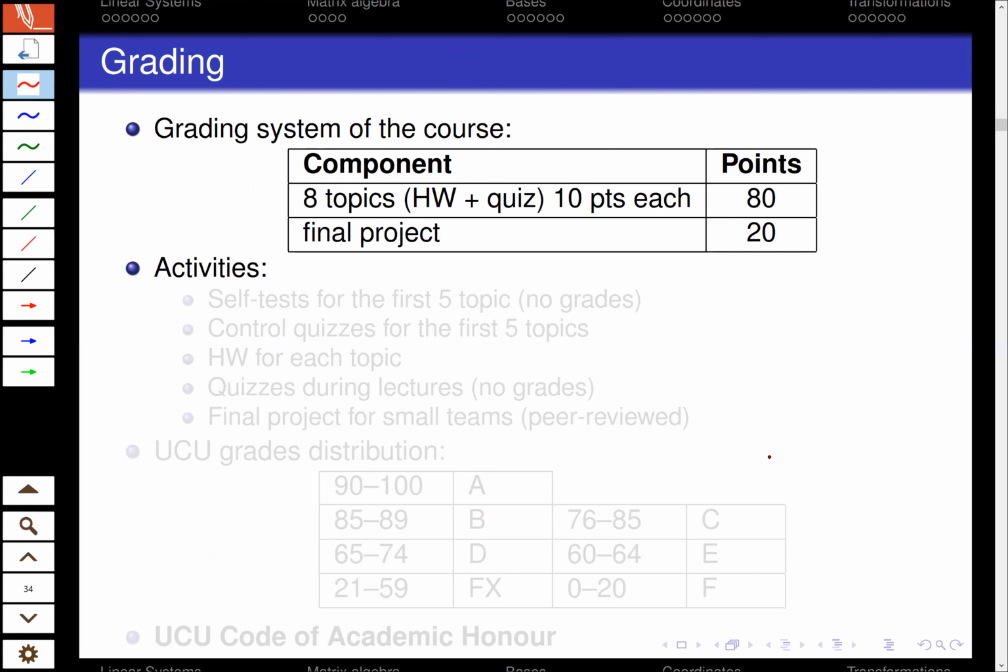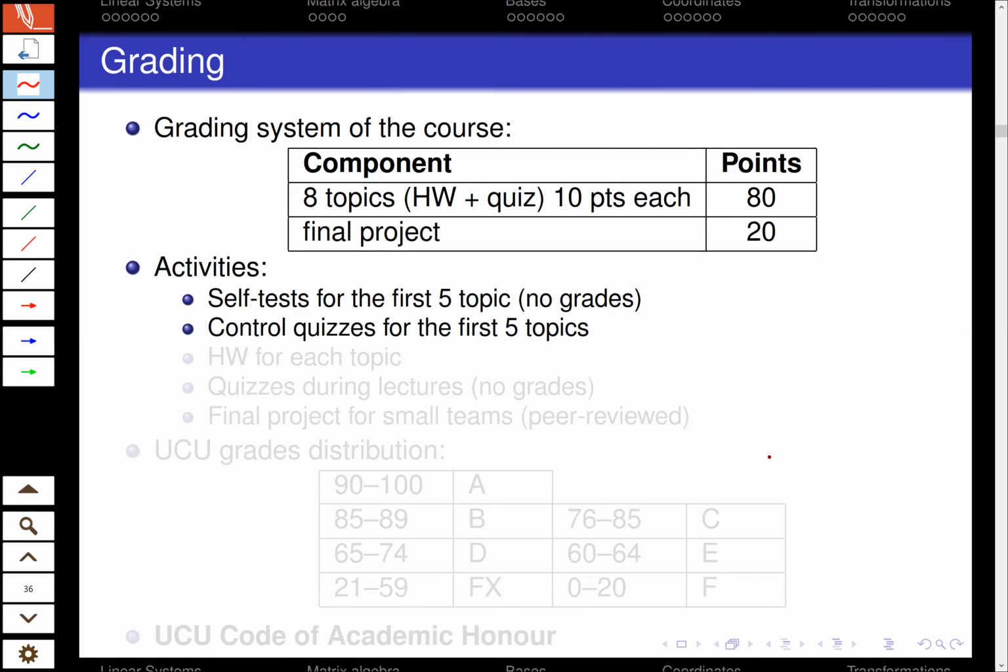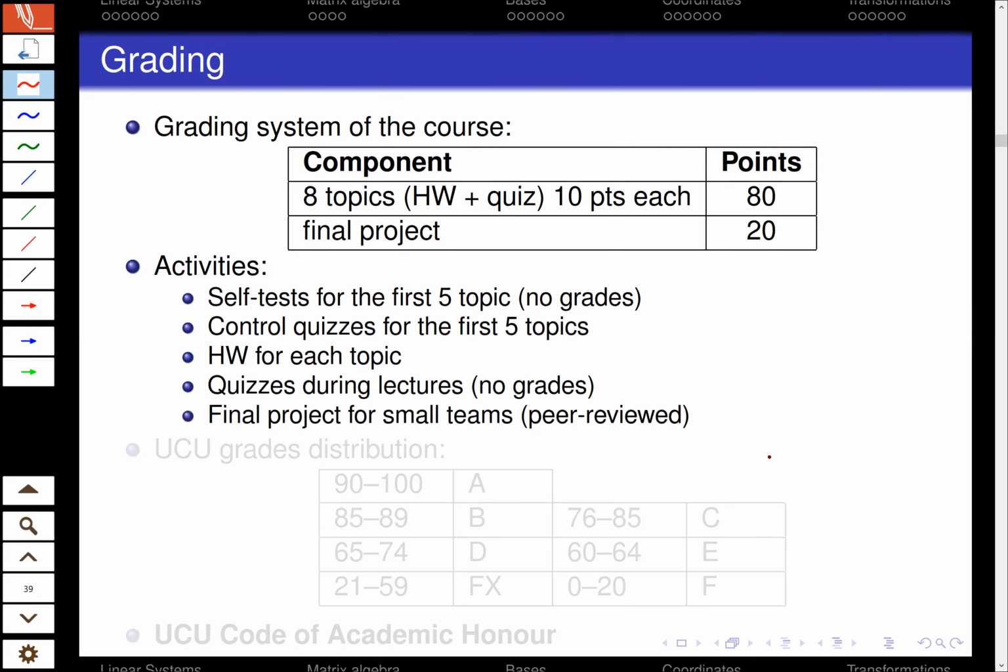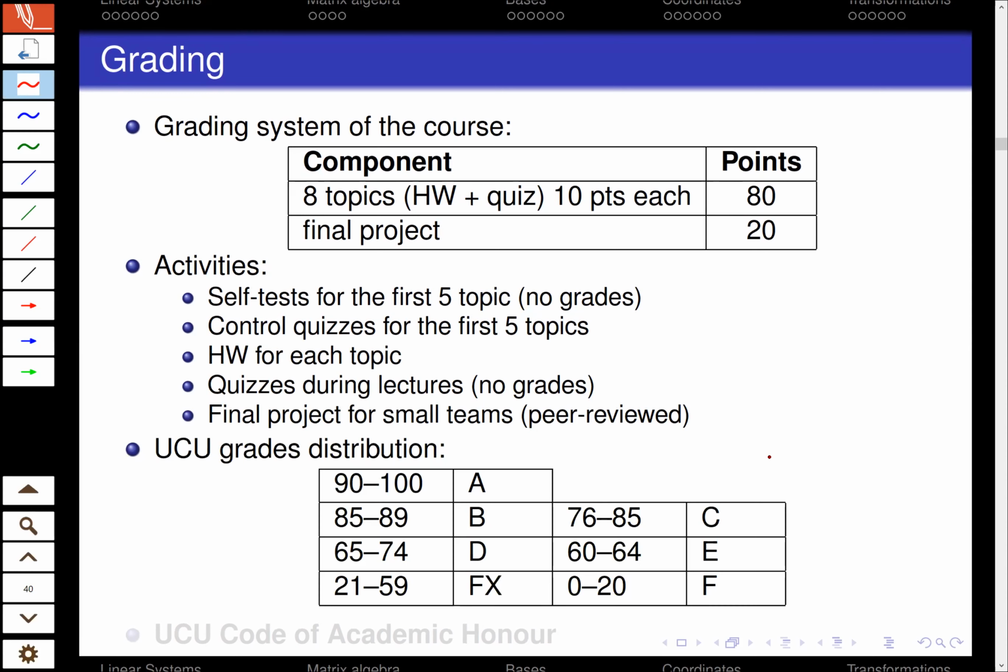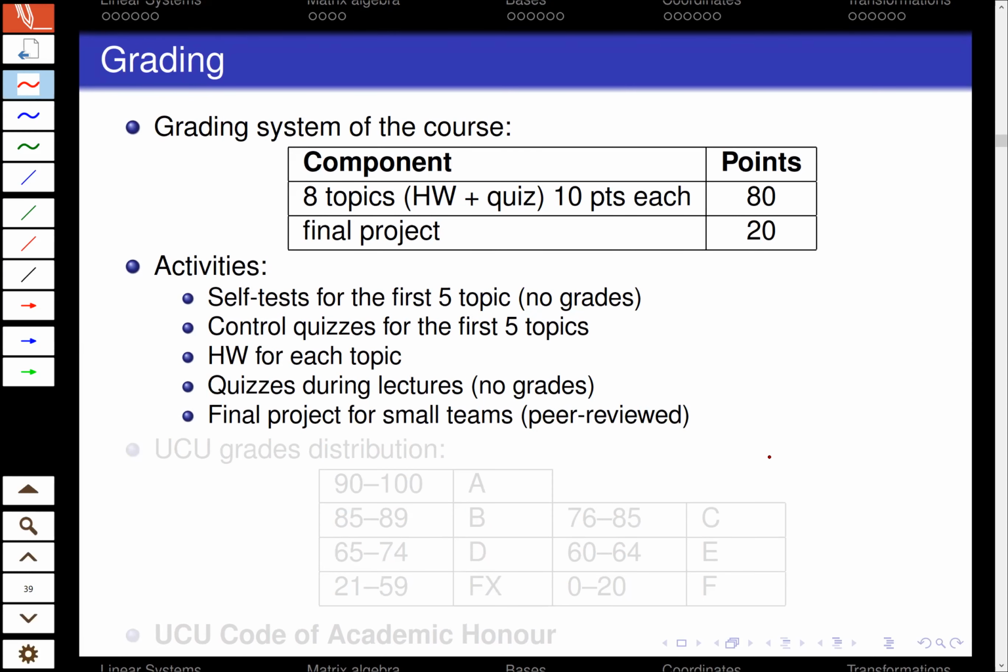For each you'll get 10 points. These 10 points for the first several topics, 5 of them, will include 8 points for homework and 2 points for quiz. And then, we'll also occasionally have quizzes during lectures without grading. And yes, the final project will be a team work project.